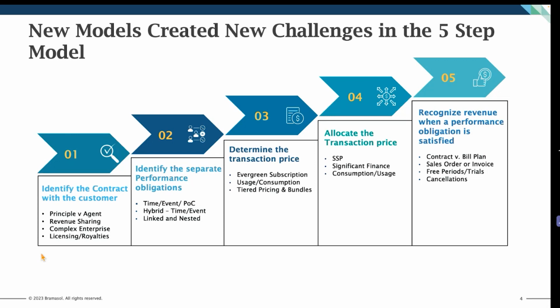How do free trials and free periods affect when you recognize something in terms of revenue? How does that affect the allocation? How does it drive all of that? And then, of course, because you're giving the power to the customer in the new model, what are the implications of cancellations?